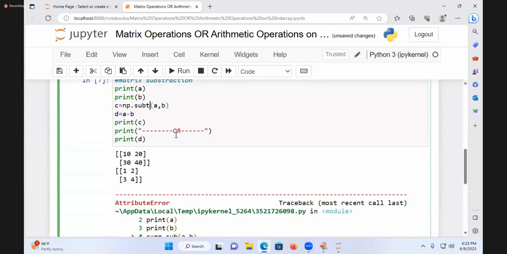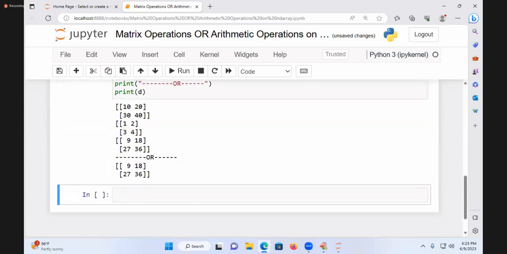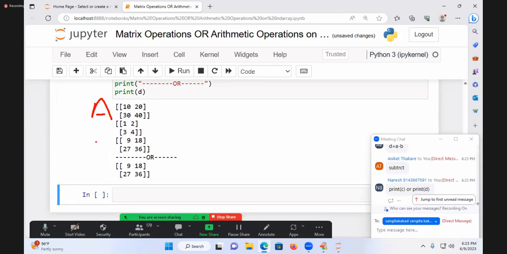Subtract, I need to say. Now say this answer. See, this is a matrix A, this is a matrix B. This is a matrix A, this is a matrix B. This is the result of the subtraction of the matrices, and this result is coming.